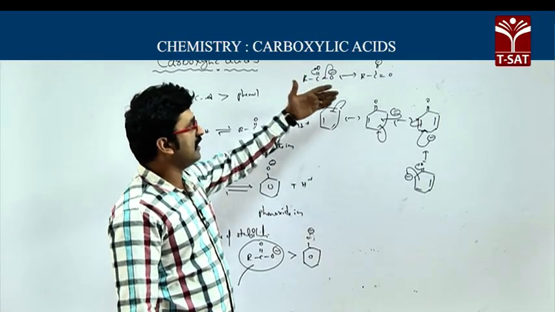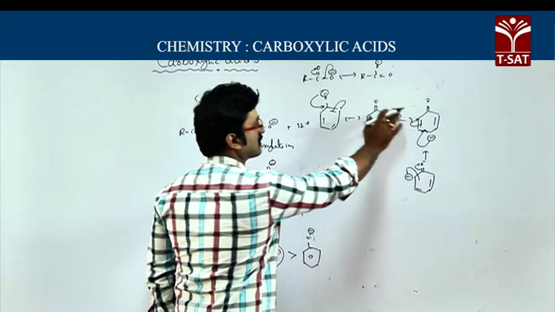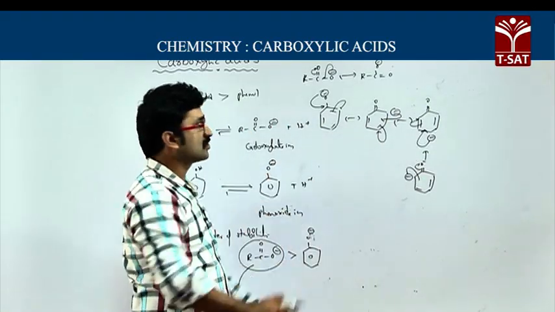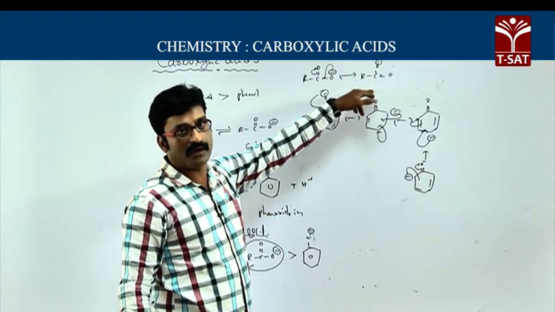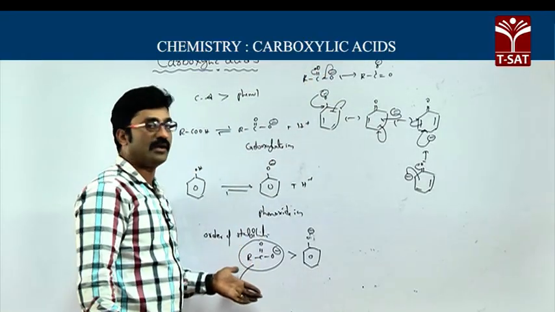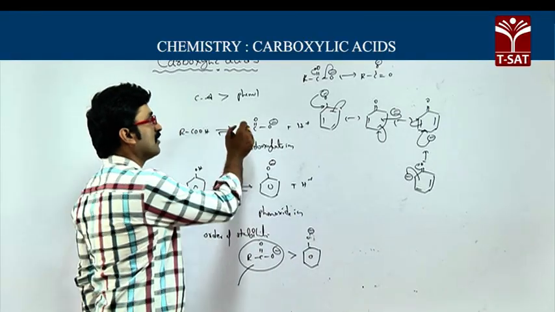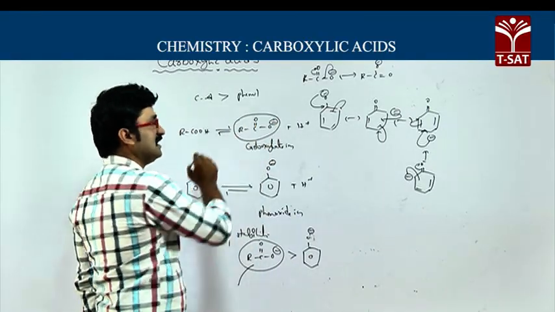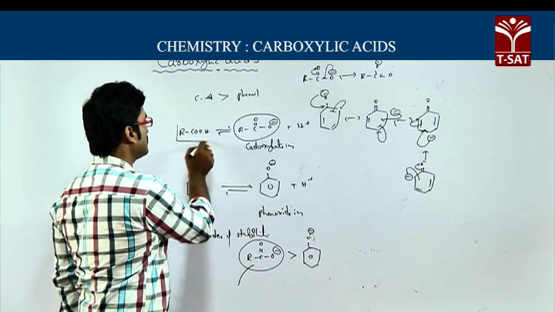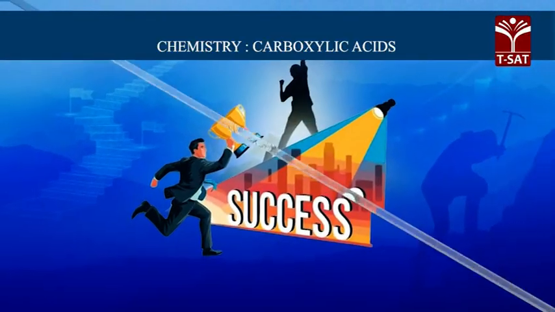Even though it has many resonating structures, it has less stability because all these structures are not equivalent resonating structures. But these two are equivalent resonating structures. Because of equivalent resonating structures, carboxylate ion is more stable than phenoxide ion. Therefore, carboxylate ion will be produced very easily. It means carboxylic acids lose H plus ion very easily compared to phenols.